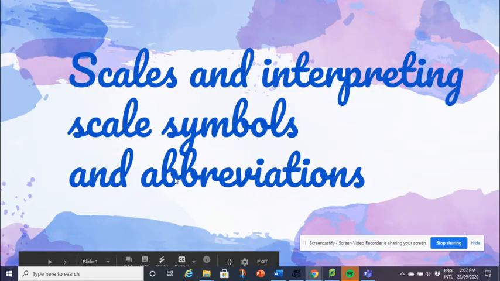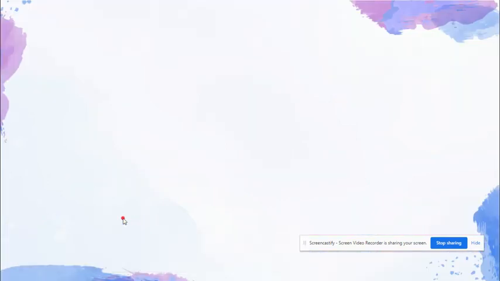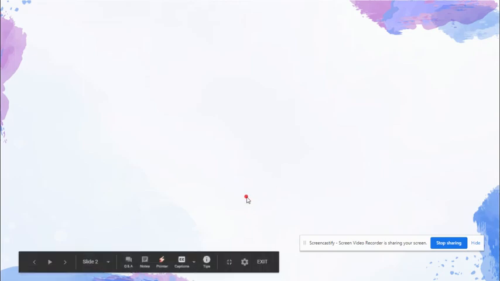Okay, so today we're looking at scales and interpreting scale symbols and abbreviations. Next slide, please.